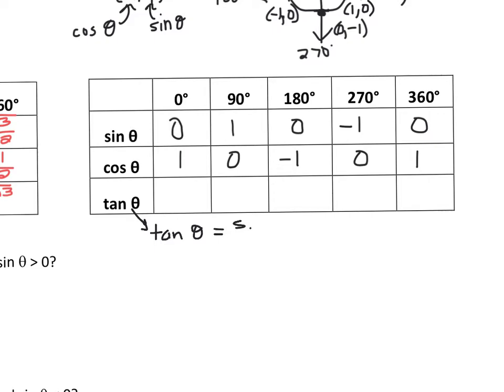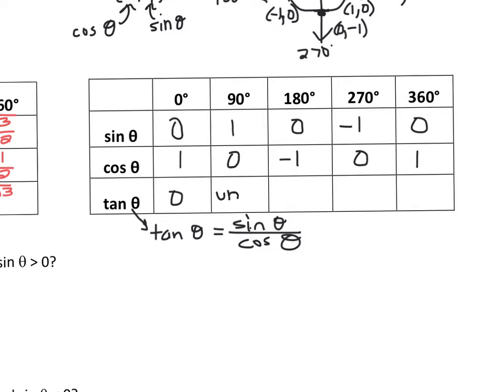So once you have your chart filled out, tan is super easy to find. All right, so we're going to do sine divided by cosine. So 0 divided by 1 is 0. 1 divided by 0, you can't divide by 0, okay? We say it's undefined. That's impossible to happen.